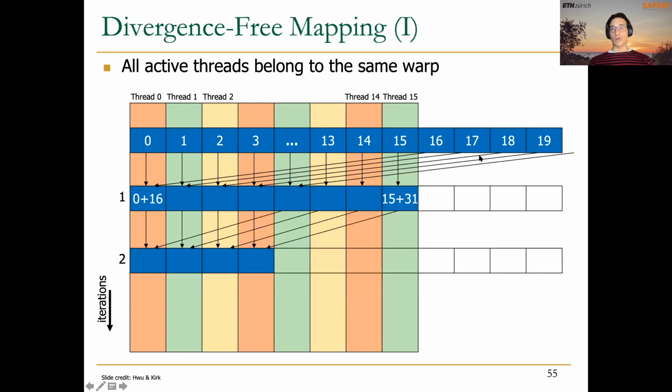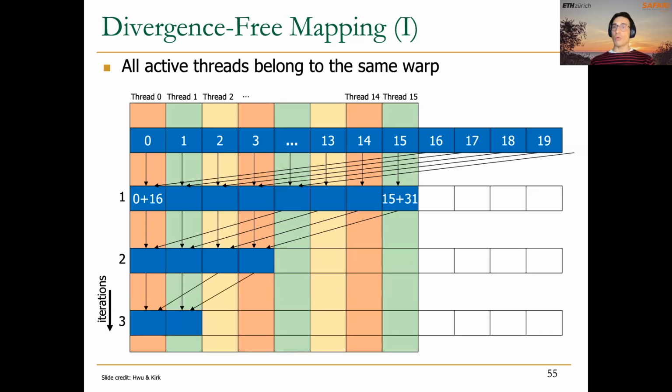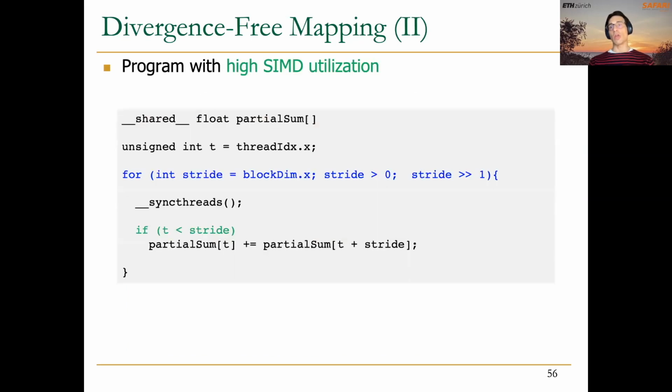When threads start retiring, we have lower utilization for sure, because not all threads are going to be used, not all warps are going to be used. However, the threads that keep working are consecutive, so likely they belong to the same warp, and because they belong to the same warp, we have an execution with higher SIMD utilization. As I said, we will cover this in more detail in an upcoming lecture.